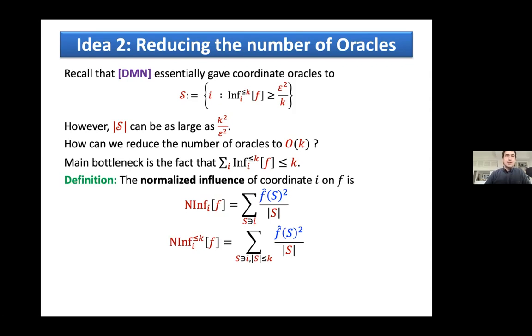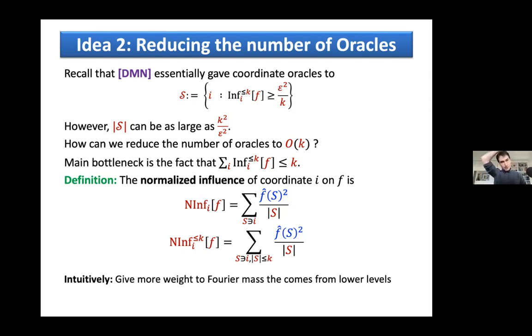Notice that the regular influence is the same, but without dividing by the size of the set. So intuitively, we penalize bigger sets, and we give more weight to Fourier mass that comes from smaller sets. And similarly, we define the normalized influence up to degree k, where we are just summing over sets of size at most k.